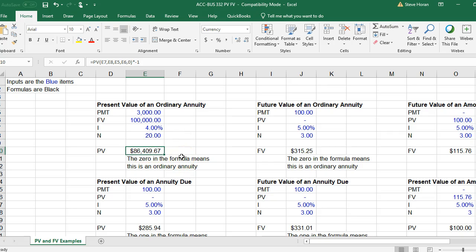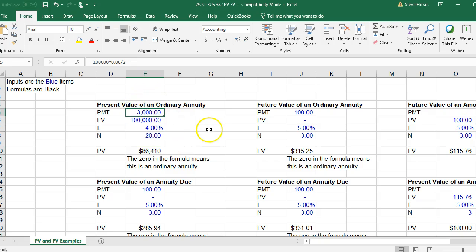Now, keep in mind that most likely when you do these in McGraw-Hill Connect, they'll ask you to do them as whole dollars. So if I just take the decimals away, it rounds to 86,410. Most likely you will not be using pennies in your answer, so just be aware of that when you enter it.